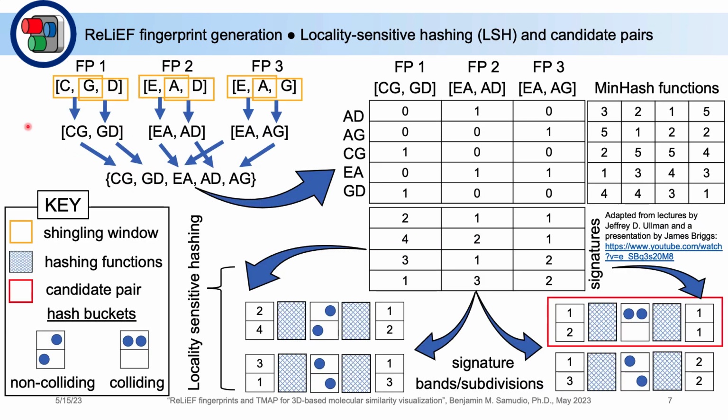Now to give a little bit of background as to how fingerprints are converted into a visualization where we can see the similarity between those fingerprints, that's through a process known as locality-sensitive hashing. So here I show 3 example fingerprints, 1, 2, and 3, and they are composed of single letter bits. So here there are 3 single letter bits per fingerprint, and the gold window is what's known as a shingling window.